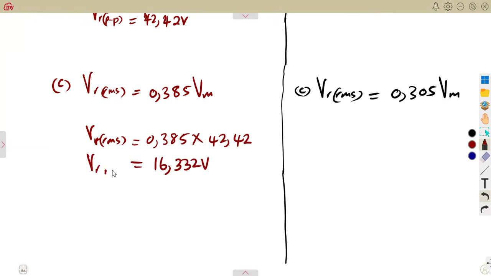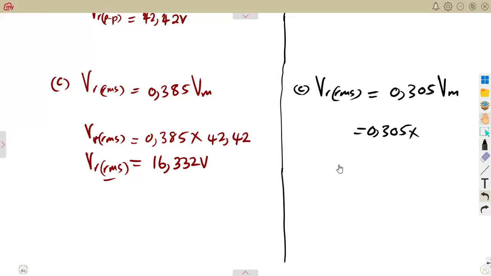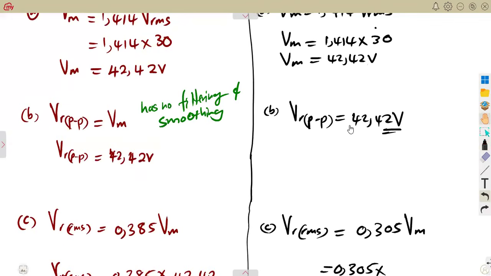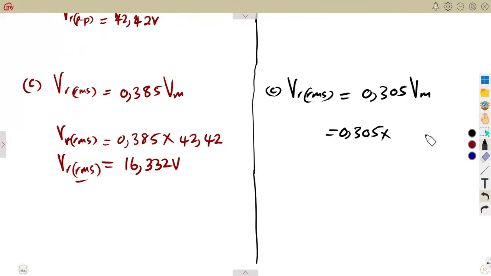Which is our RMS ripple voltage. Considering a full wave bridge, we are going to multiply 0.305 times the maximum voltage, and we had the same maximum voltage on this side, 42.42.